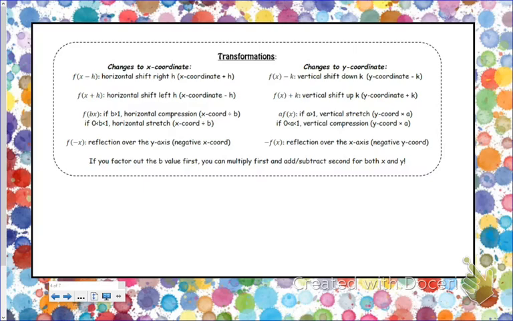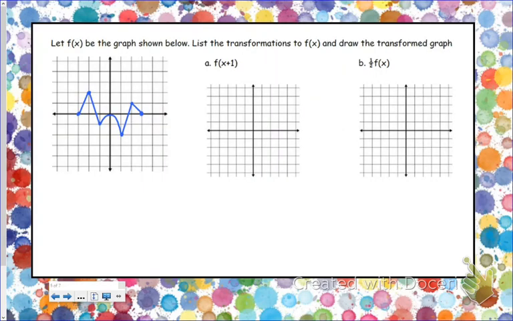Okay, so we'll look at some examples of this. We're going to take that same graph we just looked at and apply these transformations. The first one I have is f of x plus 1. The first thing you need to recognize is what kind of transformation that is. So f of x plus 1 is a horizontal transformation because it's next to the x, and it's going to go to the left 1. So this graph is going to go left 1.